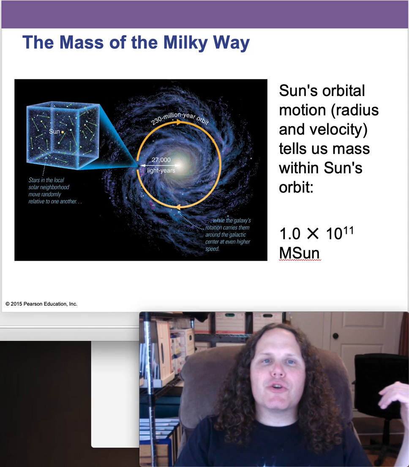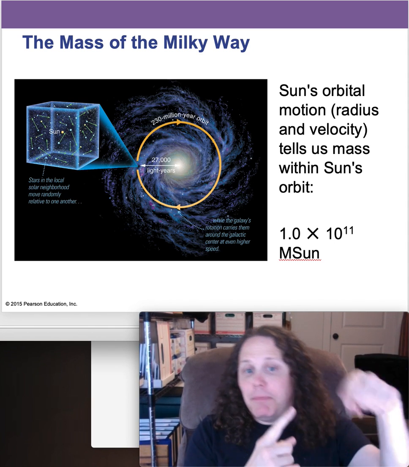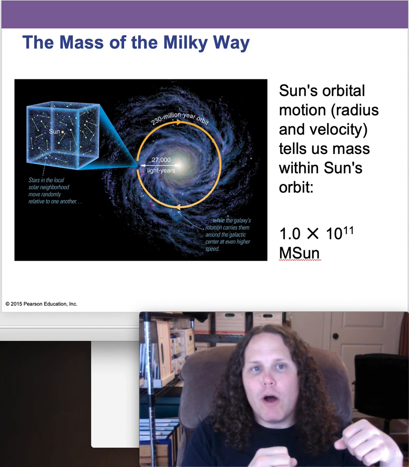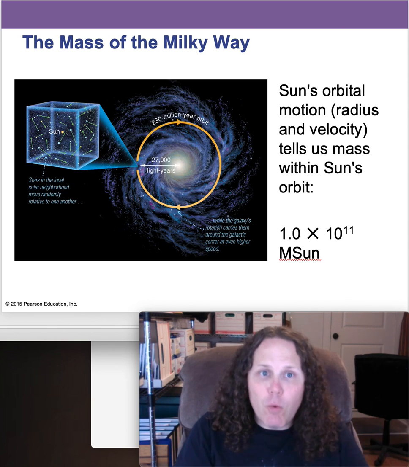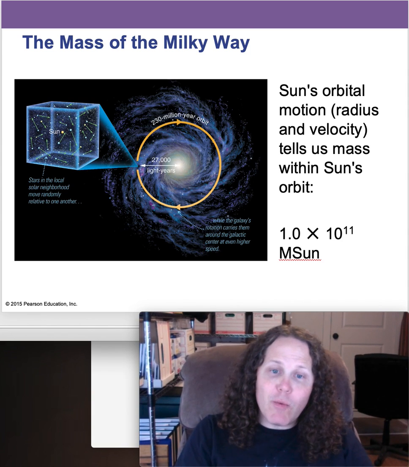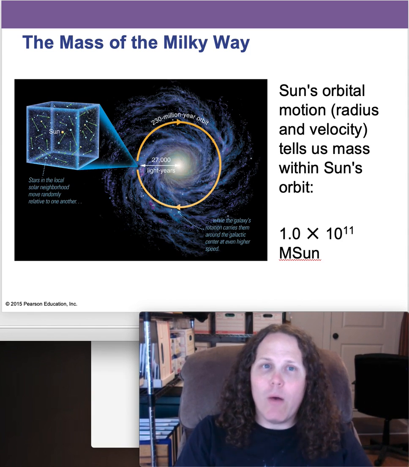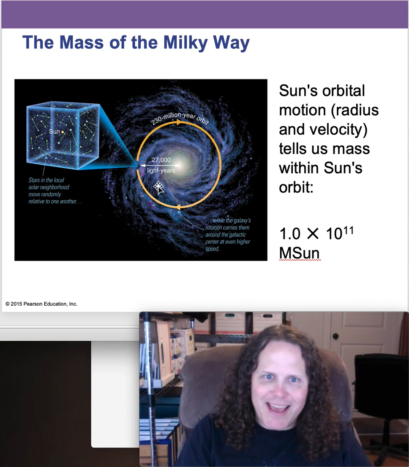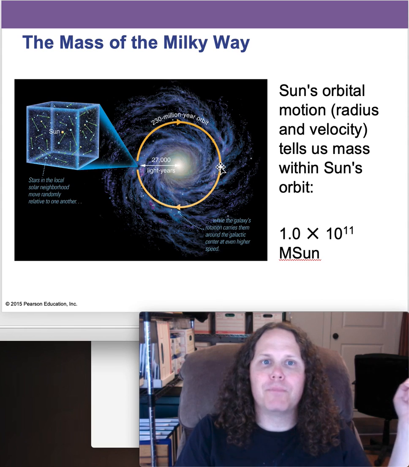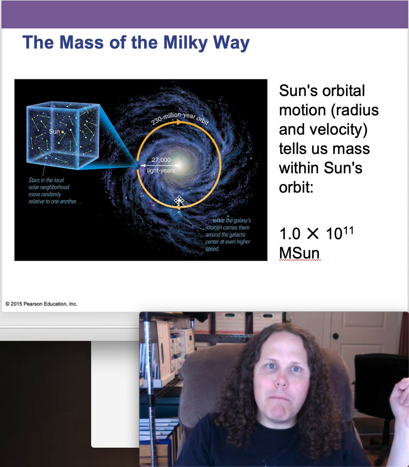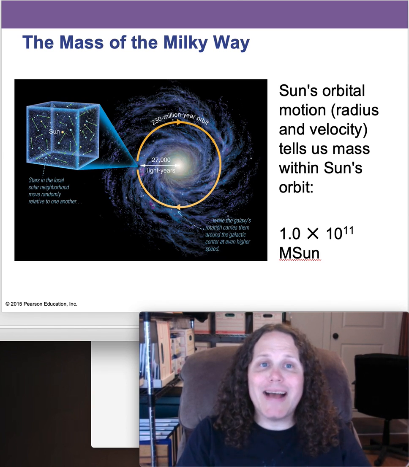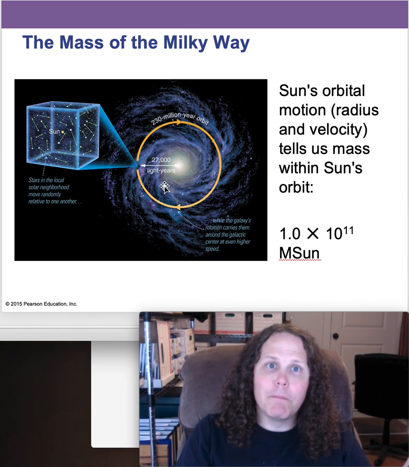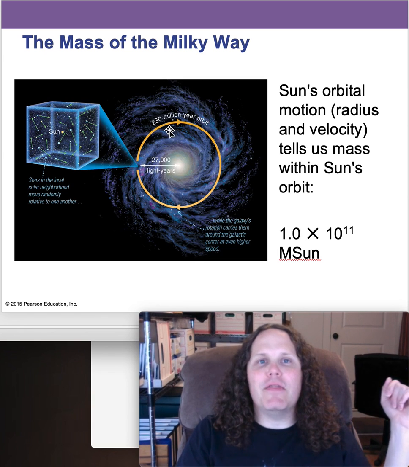So we measure the mass of a star by watching planets orbit the star, or by watching the star co-orbit a binary companion. Likewise, the sun's orbit around the Milky Way tells us the mass of the Milky Way, or at least the mass of everything inside the sun's orbit, from the center out to the sun's orbit. It takes 230 million years for the sun to orbit the galaxy, meaning the total mass encircled by the sun's orbit is about 10 to the 11th solar masses.